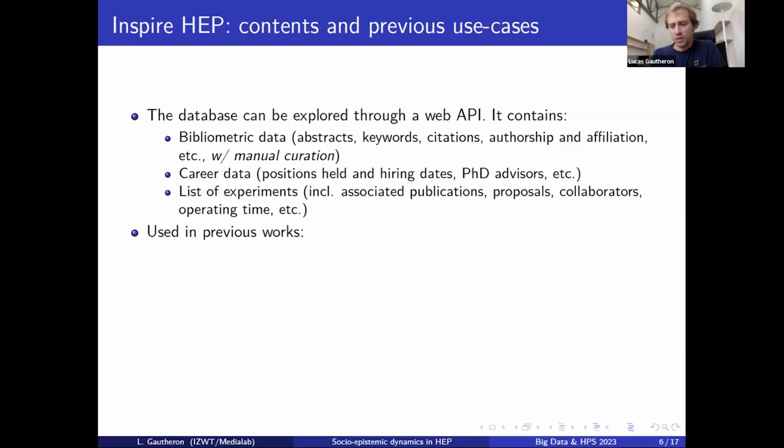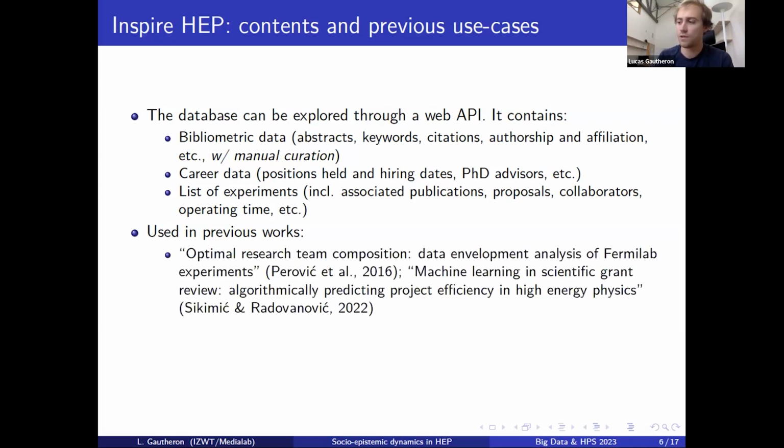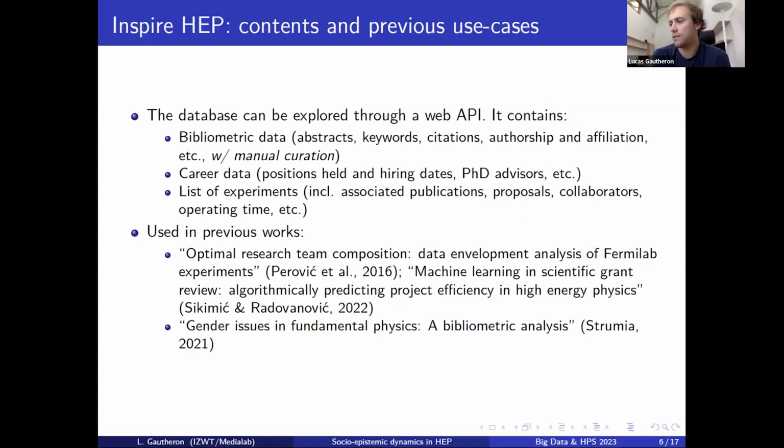As a result, the database has been used in a number of previous works that go further than analysis of purely bibliometric data. For instance, it's been used in a number of papers evaluating the performance of experimental collaborations. The hiring data has also allowed studies of gender inequalities in high-energy physics. The paper I cited by Strumia is very controversial, but without endorsing it, it does show nevertheless that the database might be of interest to academics interested in quantitative studies of science.